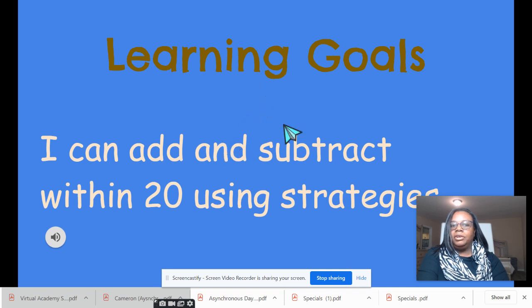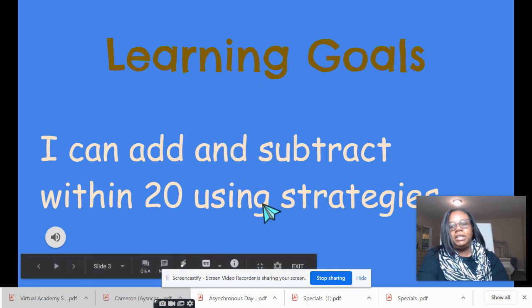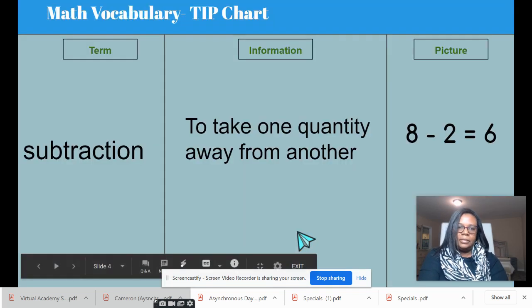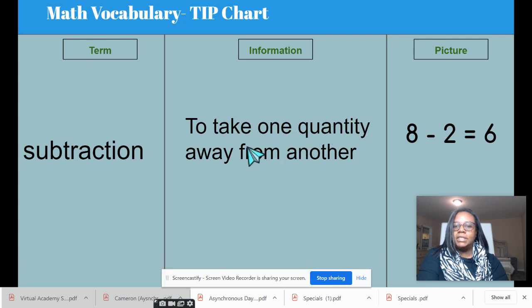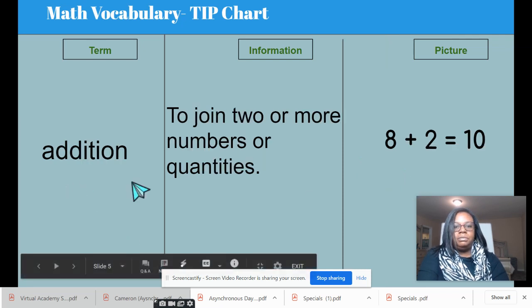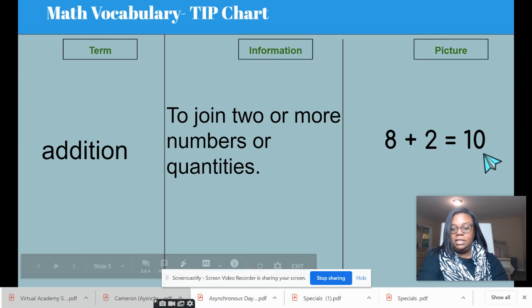Our learning goal was I can add or subtract within 20 using strategies. And so our vocabulary today was subtraction, which means to take one quantity away from another. For an example, 8 minus 2 equals 6. And then addition would be to join two or more numbers or quantities. 8 plus 2 equals 10.